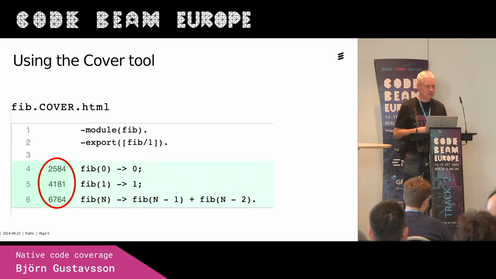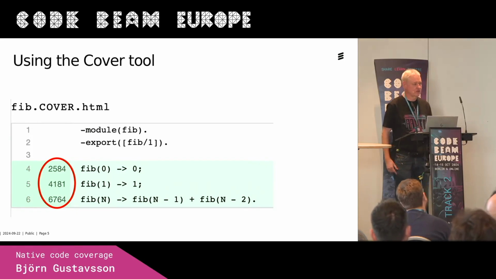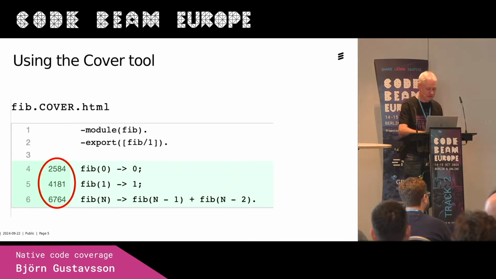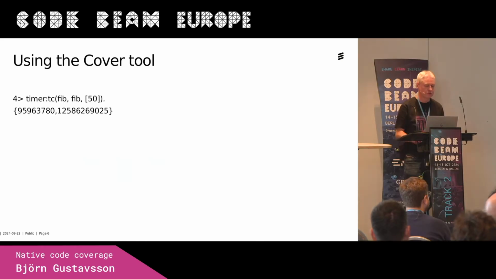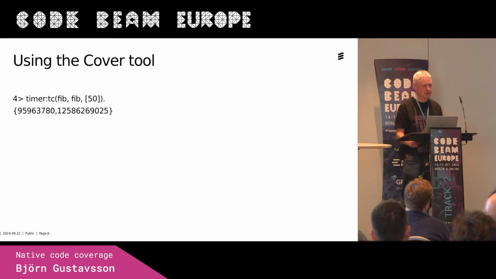There is also a count of the number of times each line was executed, here in this column. The numbers are kind of high, so it's probably not a very efficient implementation. And we can verify that. We can time the execution. The first number is the number of microseconds for the execution, and it's about 1.5 minutes, so it's not very efficient.